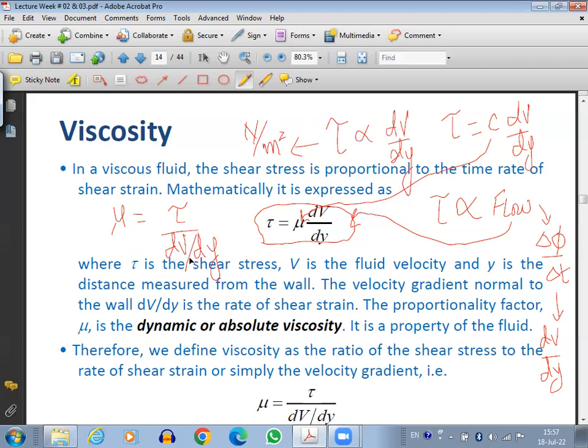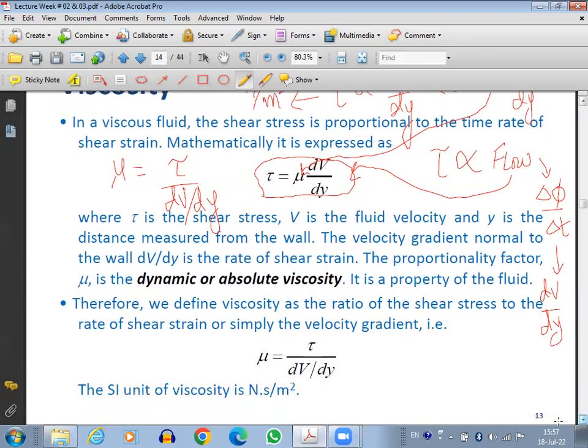What will be the unit of dv by dy? dv by dy is the velocity gradient, velocity per unit distance. The unit of velocity is meter per second, so dv by dy will have meter per second divided by distance, which is meter. So the meter will cancel, and it will just be per second. So you see here, Newton per meter square divided by per second. So the second is going to go up. So the unit of viscosity becomes Newton second per meter square. Make sense?